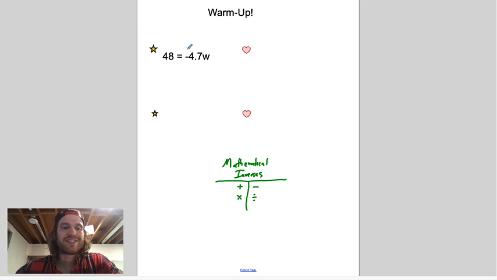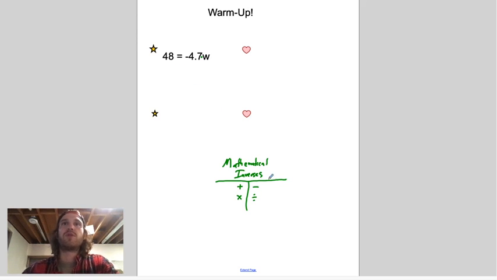Each of these equations is asking a question. And this question is, what number times negative 4.7 is 48? You could go to your calculator and keep trying numbers until you get close to 48. Or you can use inverse operations. I'm taking W and I'm currently multiplying it by negative 4.7. I want to undo multiplication. Well, where do we look? The opposite side of the chart.